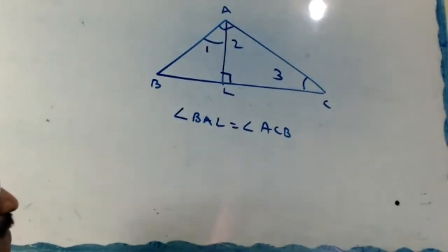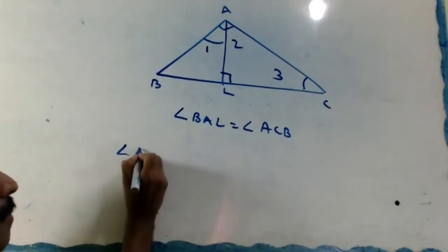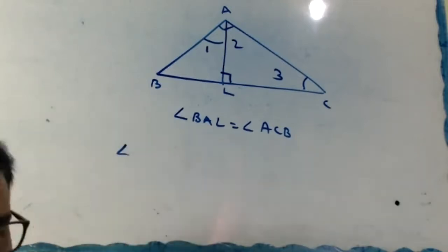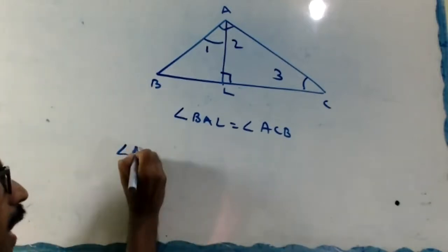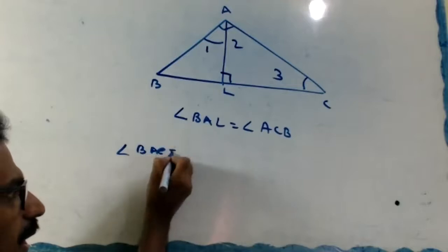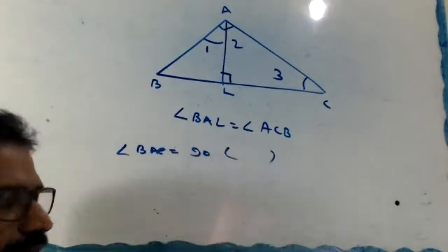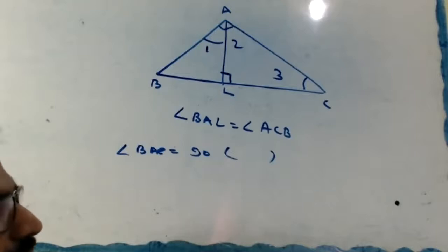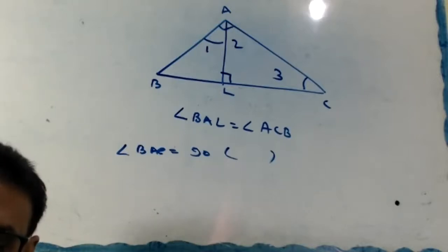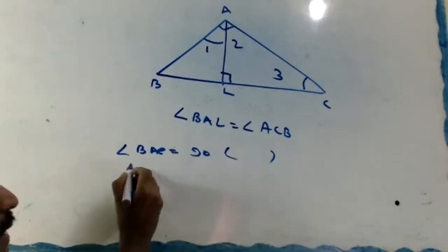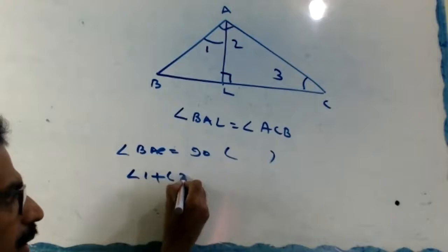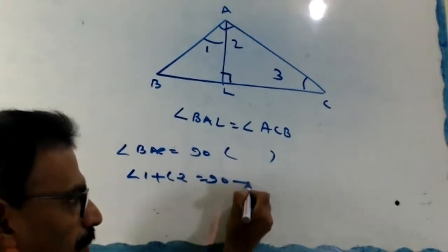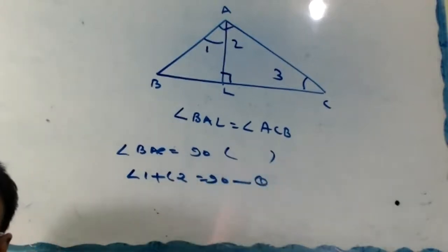This is the proof. You write given: angle BAC 90 degrees. Correct or no? So listen. Angle BAC is 90 degrees, given. That is angle 1 plus angle 2 is 90 degrees. Number 1. Agree or no?